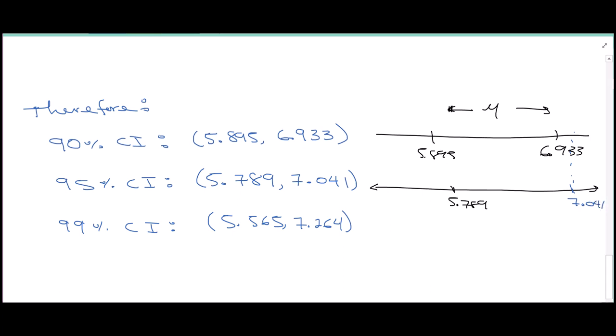And then what happens with the 99%? Maybe I should have done this more to the left here. 5.565 and then 7.264. This may be just because our sample size is not large enough. The larger the sample, the better we're going to be able to approximate our mean. Ideally we want samples larger than 30. With our sample of 24, we were so close.